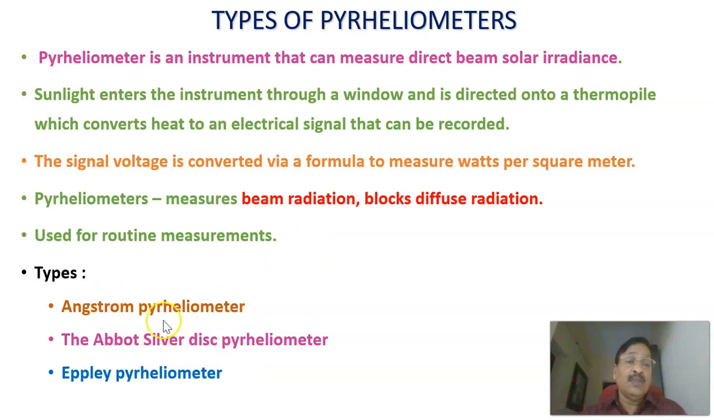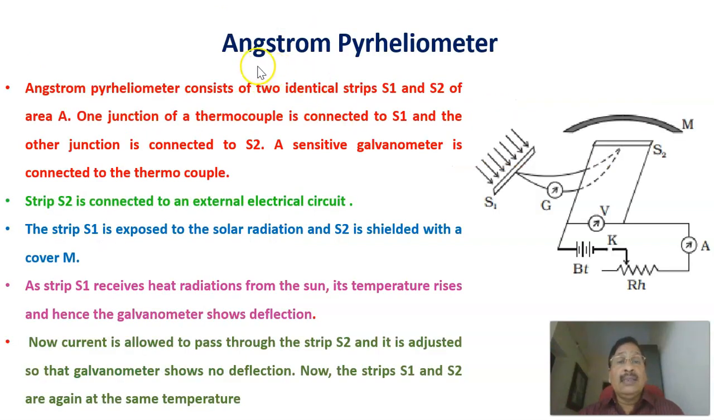The different types are the Angstrom pyrheliometer, the silver disc pyrheliometer, and the Eppley pyrheliometer. These three types of pyrheliometer will be explained in the next slides. Now let us see the Angstrom pyrheliometer.